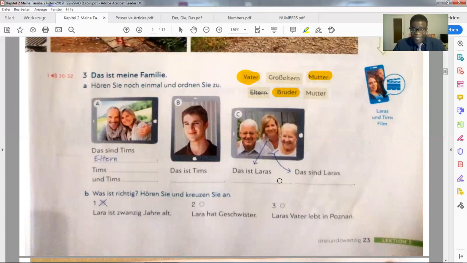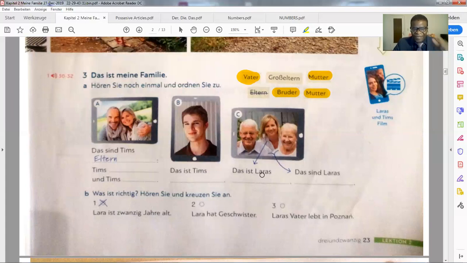Now let's check here. What I'm trying to guess, because I'm not listening to the CD at the moment. You're going to listen to the CD, but I can bet you I'm doing the correct stuff. Okay, here we go. Now look at this. These are, you can tell, very old. You can tell that they are grandparents. Now let's start with this lady here. That is Lara's, we can say Großeltern, no. So it's Mutter. So this is Lara's mother.